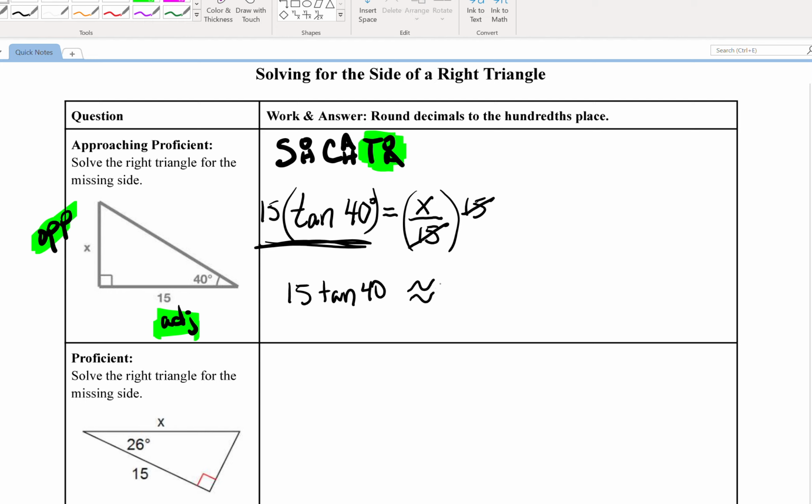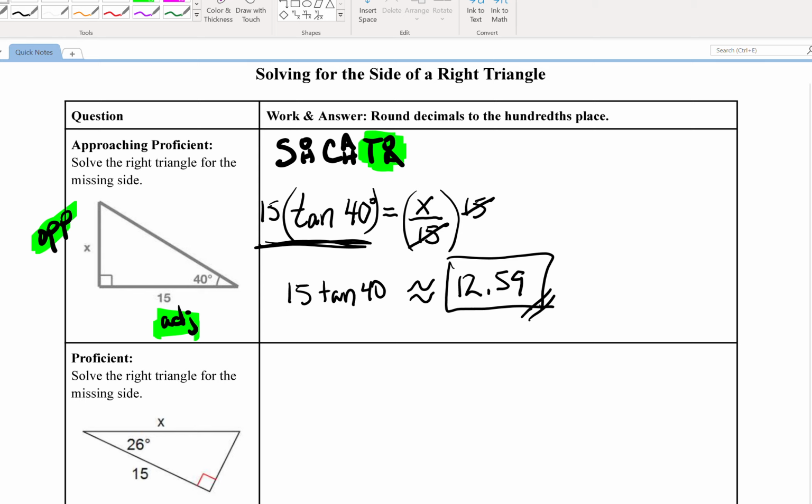This is approximately 12.59. And if we had units, then we would have included the units. Like if this had been centimeters, we would have put centimeters because this is a side length. That's not what we have. So we're going to go ahead and just leave that 12.59. But remember, it is a unit of length.